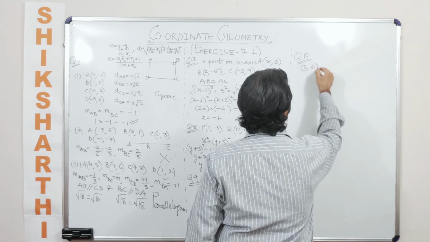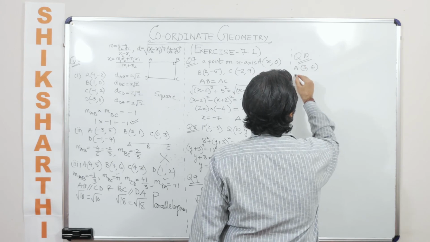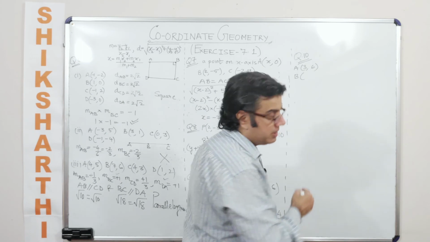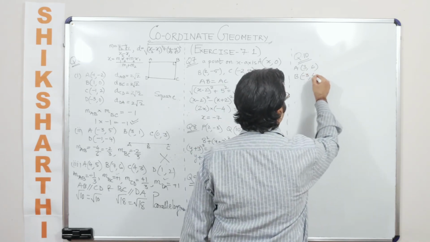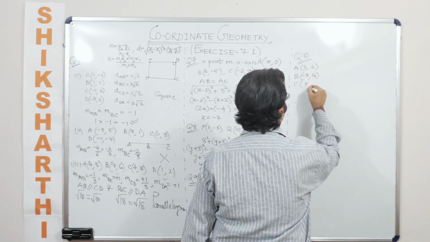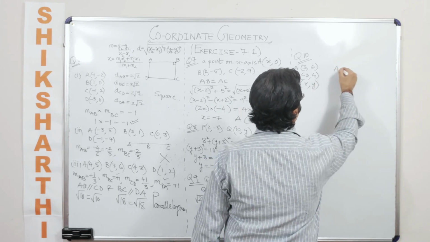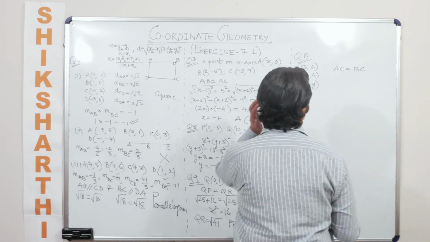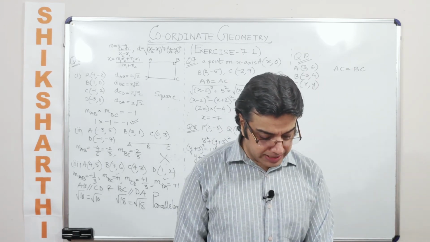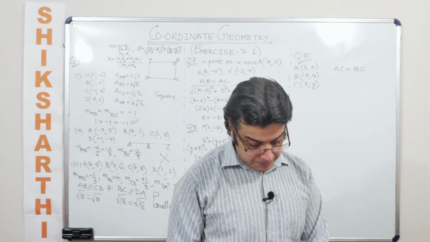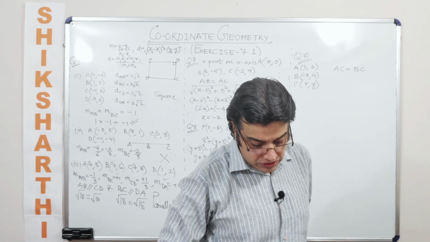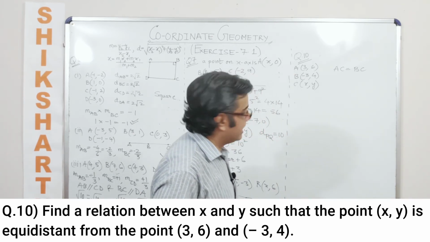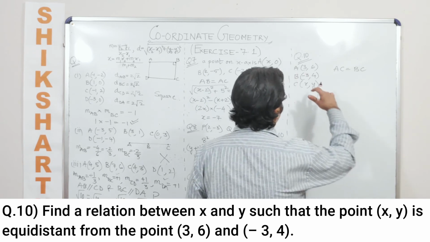3, 6, let's say, is A, B, minus 3, 4, and C, let me take it as x, y. And it is already given that AC is equal to BC. So when I am using this, what will I get? Let us try and find that out. You are supposed to find out a relation such that x, y is equidistant from the points 3, 6 and minus 3, 4. You are supposed to find out a relation.